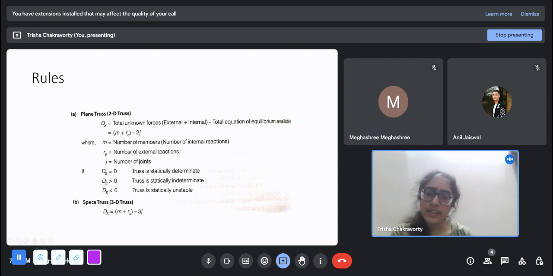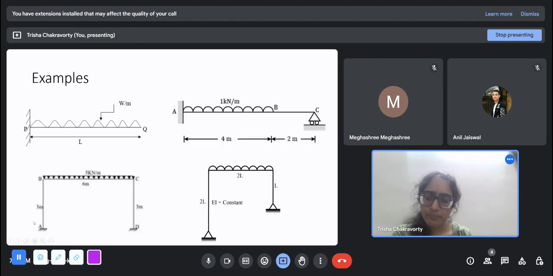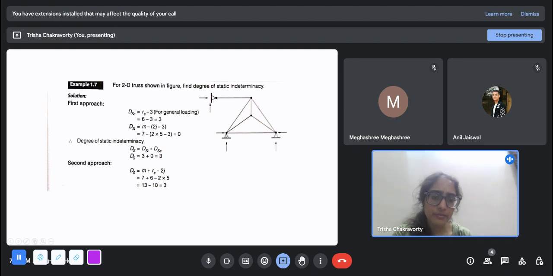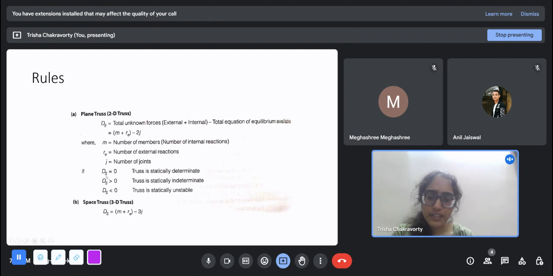RE is the number of external reactions. In a truss, the hinge support, fixed support and roller support would give the number of external reactions. And J is the number of joints in a truss. For example, this has 1, 2, 3, 4 joints, so J will be 4. If DS equals 0, the truss is statically determinate. If DS is greater than 0, the truss is statically indeterminate, because it has more unknowns than equations. And if DS is less than 0, the truss is unstable.